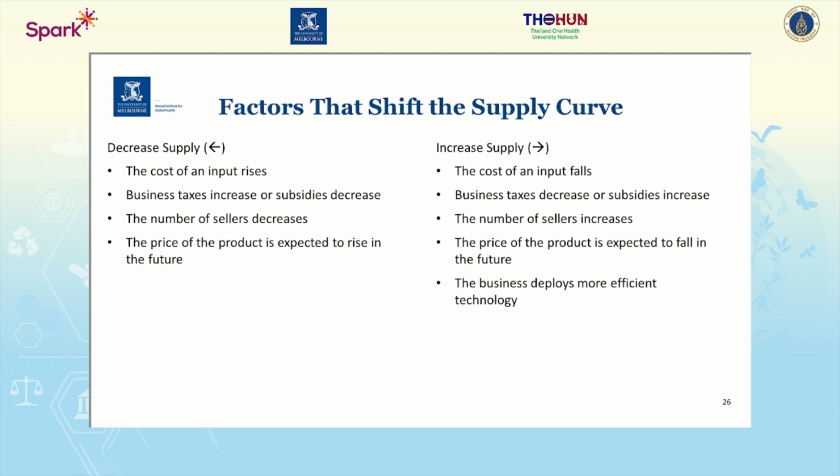And again, the number of sellers increases. So if it's an attractive market, you have free entry and free exit, you'll have more sellers joining, and that can also shift the supply curve to the right.